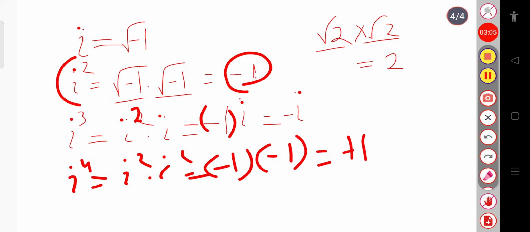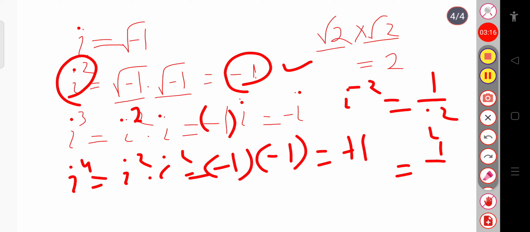Similarly, you can also calculate i power minus 2. This is 1 by i square, and i square is minus 1, so 1 divided by minus 1 is simply minus 1.